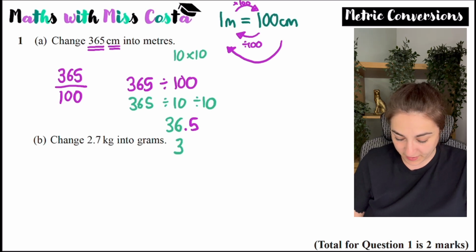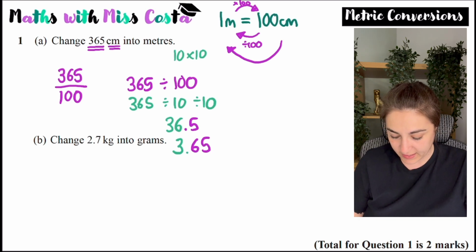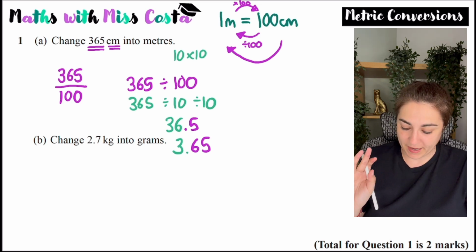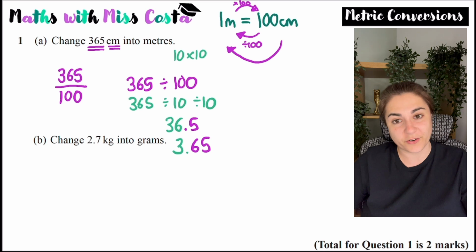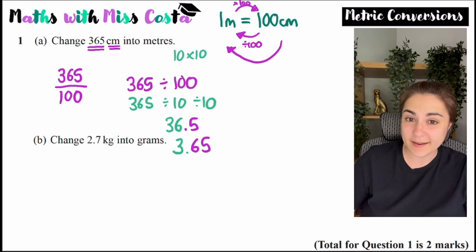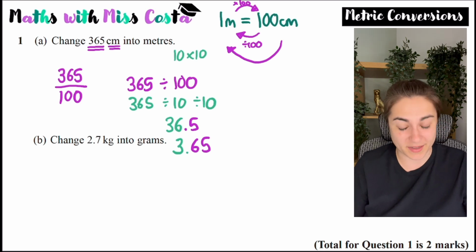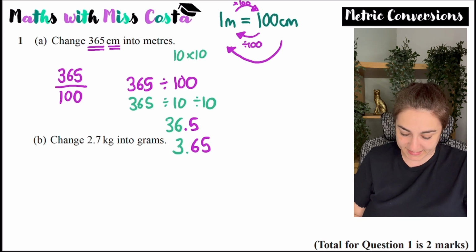But if I then divide it by 10 again, I'm moving everything. So that would become 3.65. The best way to think about it is that 300 divided by 100 would be 3. So therefore you know that 365 would be 3 point something. So that would be centimeters into meters.